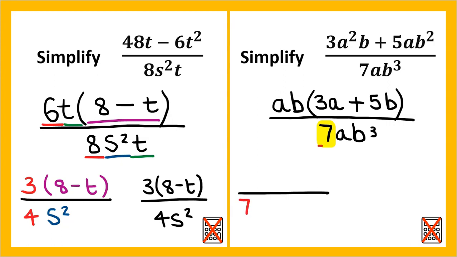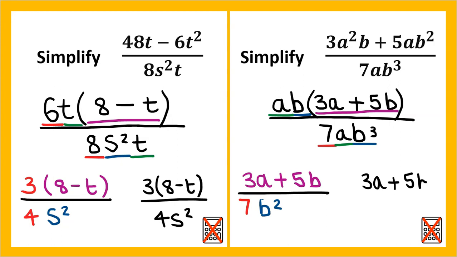as the denominator. A will cancel with a, and b in the numerator will cancel with b cubed in the denominator, leaving us with b squared written in the denominator. And lastly, the bracket will remain at the top, 3a plus 5b. So tidying this up, we have 3a plus 5b over 7b squared.